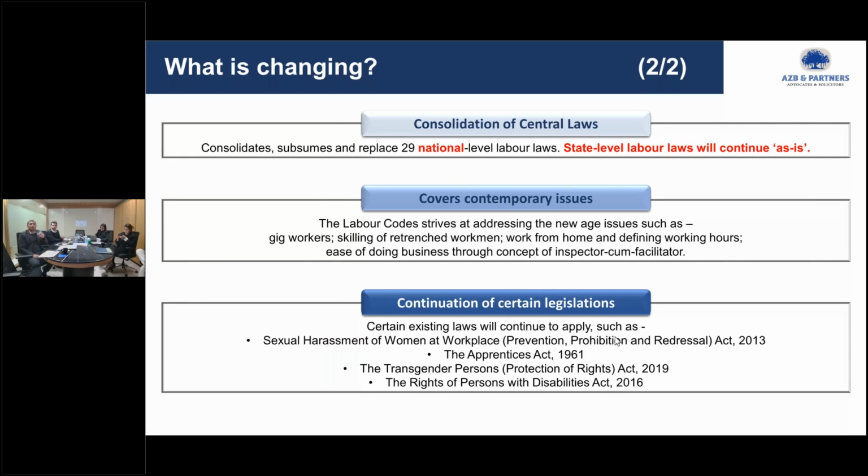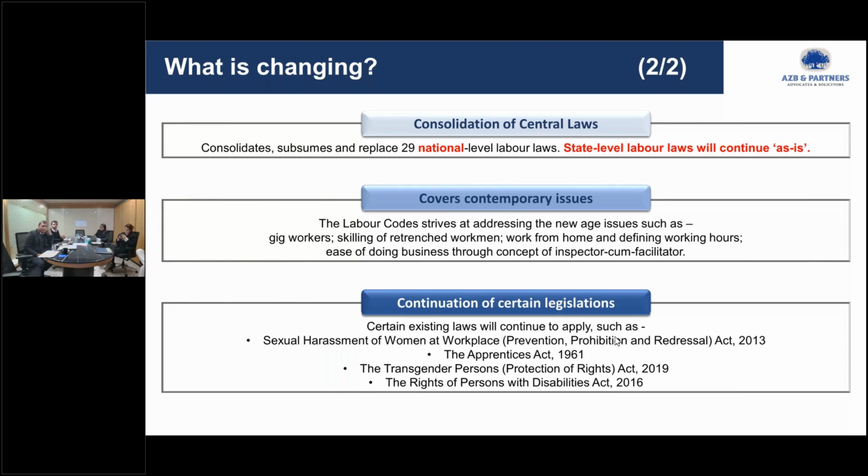The important point is that certain laws of the country, in terms of sexual harassment or POSH, as popularly known, the Apprentice Act, the Transgender Act, the Persons with Disabilities Act, these are legislation, though central in nature, that will continue to be applicable on the side. The code does not turn around these legislation, and we'll have to see how we can harmoniously interpret this in light of these 4 big codes.